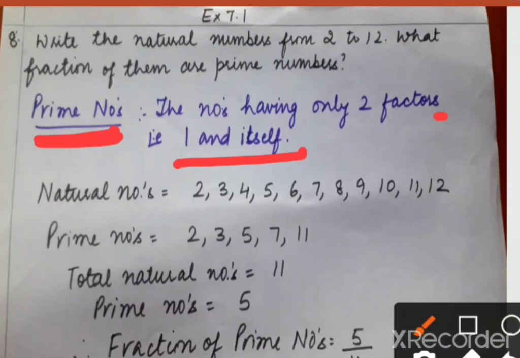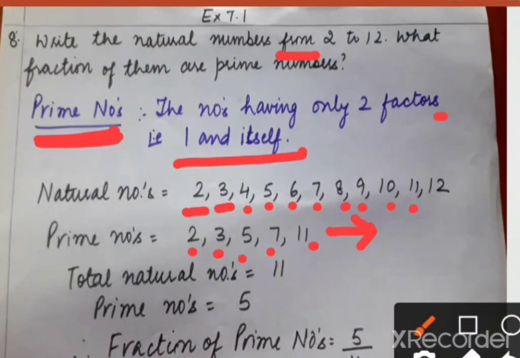So first I have written the natural numbers from 2 to 12, that is 2, 3, 4, 5, 6, 7, 8, 9, 10, 11 and 12. Now as the word was from, that means we are including 2 and 12. Now out of these, what are the prime numbers? That is, the numbers which have only two factors: 2, because 2 comes in the table of 1 and 2 itself, 3, 5, 7, 11.